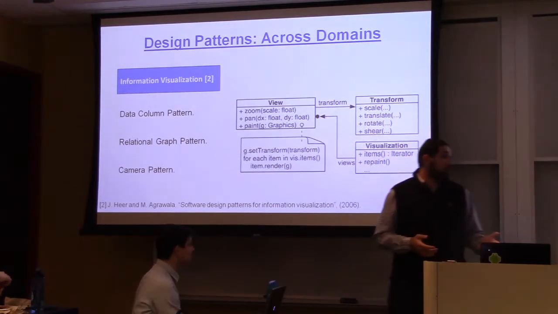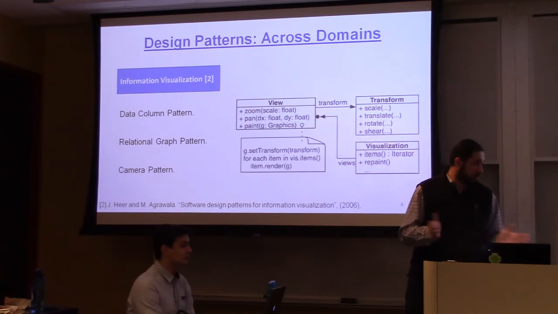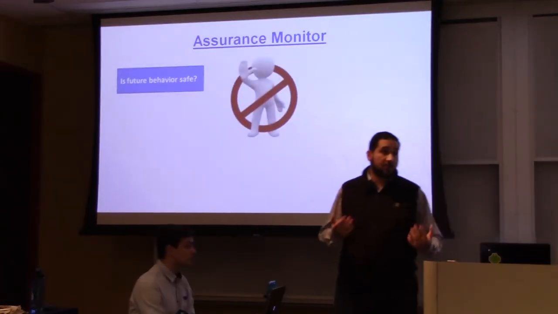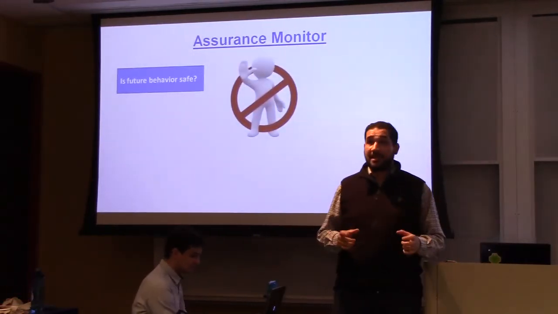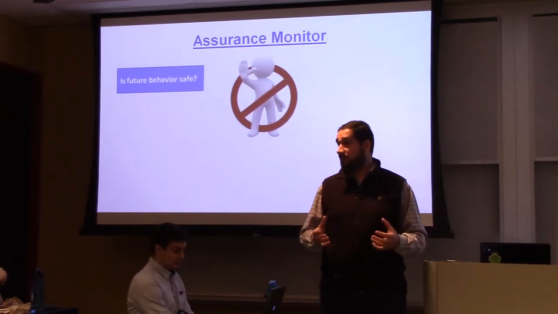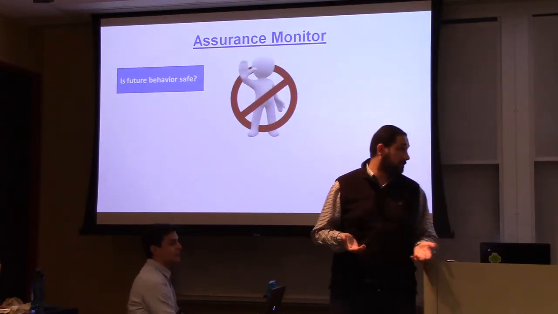I will switch now to what's the assurance monitor. Then I will continue about the assurance monitor design pattern together. So what's an assurance monitor? The assurance monitor is a kind of a constraint-based system, when you have certain constraints in your system that you are trying to avoid violating while going through the system.